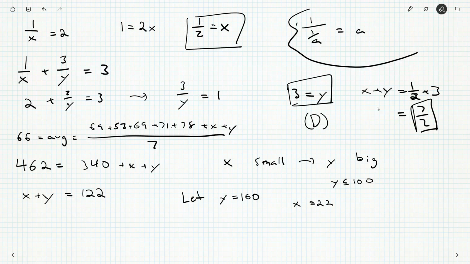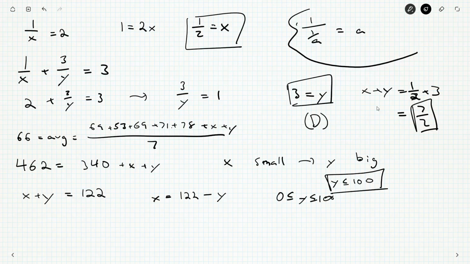So another way to see this, I guess, would be to say, all right, I know X plus Y is 122. So rearranging this, we say X is 122 minus Y. Now I know Y is between 0 and 100. I even said Y is less than or equal to 100 right here. And so that would mean that X is between 122 and 22.